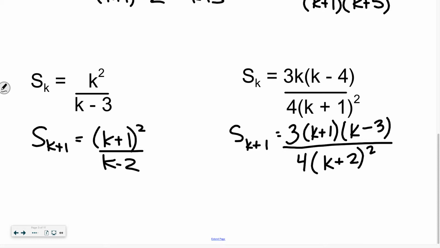And I don't have to multiply those things out. Yes, you could distribute the 3 to k plus 1 and get 3k plus 3. You could FOIL that out, but you don't have to. You can just use factoring in your algebra. Okay?